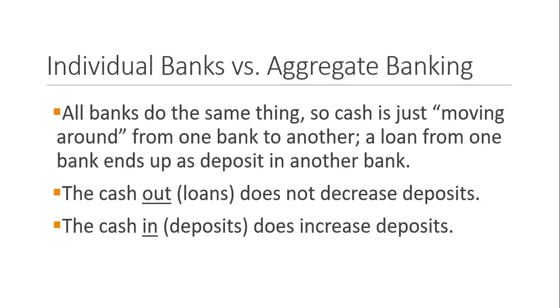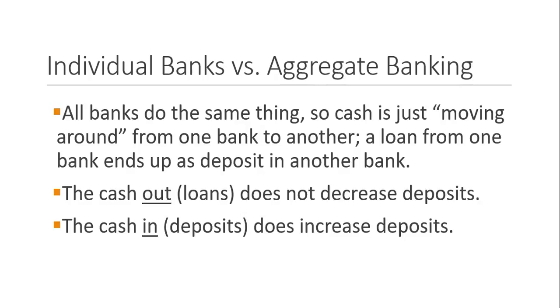When one bank makes a loan, there's money in a customer's hands, and that customer pays someone, and that someone eventually will put money into maybe the same bank, maybe another bank. So cash is moving around from one bank to another. A loan from one bank ends up going into another bank as a new deposit.